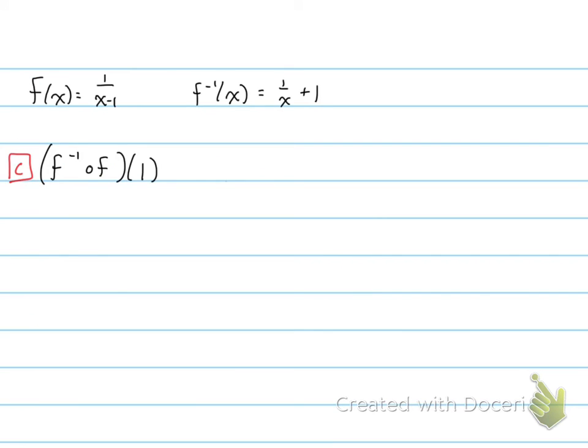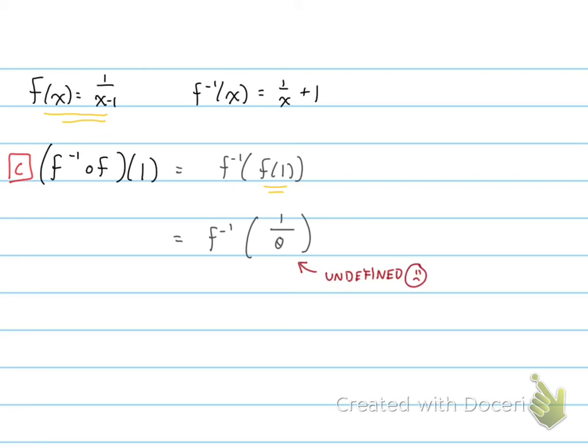For part C, I'm flipping this. So I'm finding f negative 1 of f of 1. To start here, I'm finding f of 1. I plug that into my original equation. I have 1 over 1 minus 1, which is 1 over 0, which is undefined. So I don't really get an answer here.